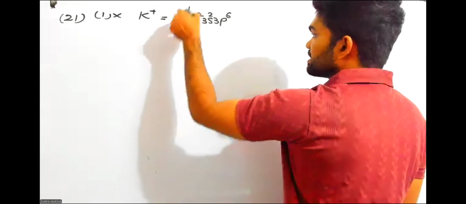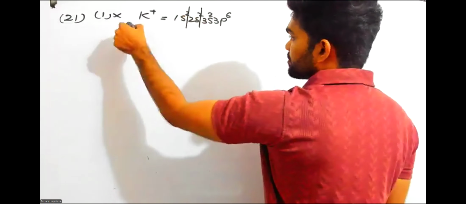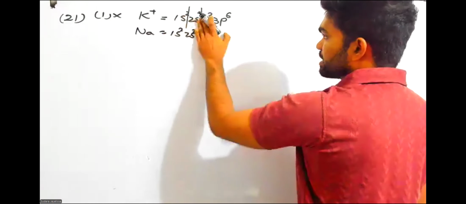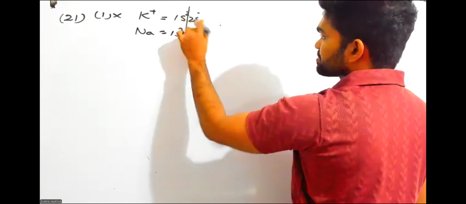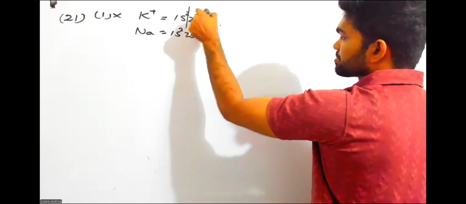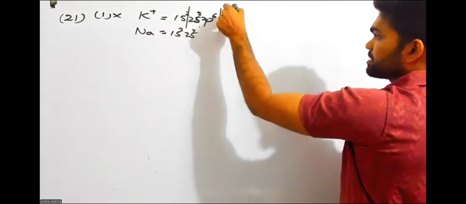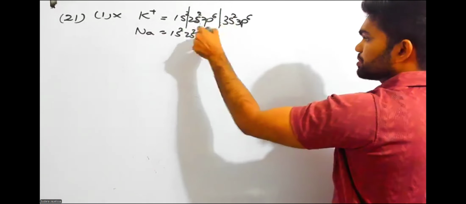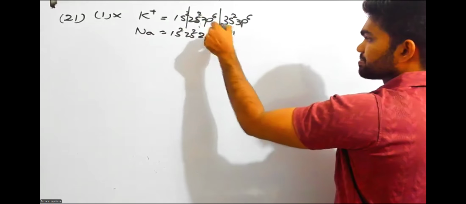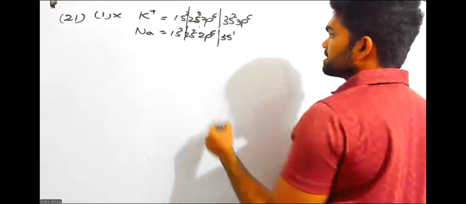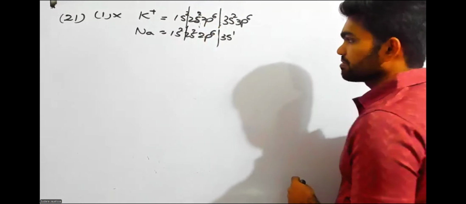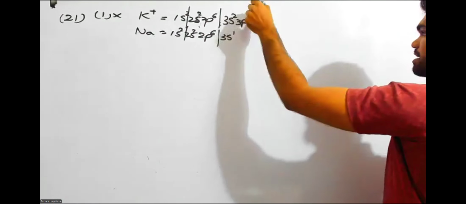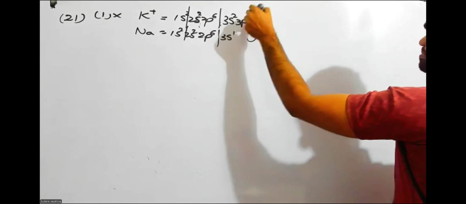So it has 3 energy levels. If you take the sodium atom, 1s2, 2s2, 2p6 and 3s1. So it also has 3 energy levels. Right? So the number of energy levels are the same.